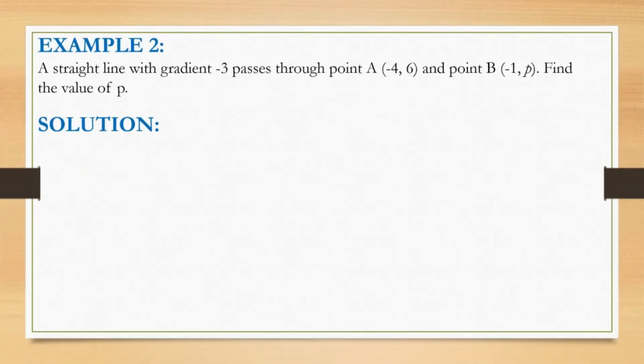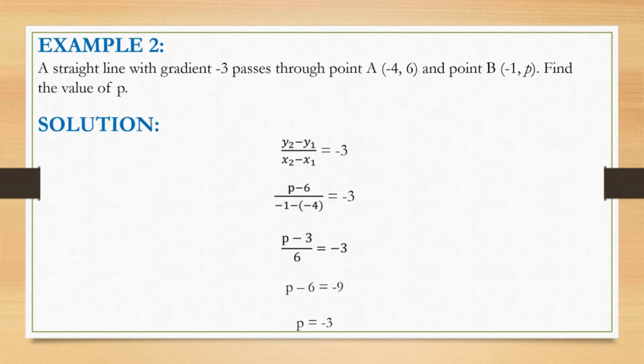Next, we continue with the following example. A straight line with gradient -3 passes through point A and point B. Find the value of P. From here, we know that the gradient is -3 and we have 2 points. So we just use the formula of gradient and substitute all the numbers into it, which is y2 minus y1 over x2 minus x1 equal to gradient. From here, we know that P is our y2. So we just do some simple calculation again, and we can find the value of P, which is -3.